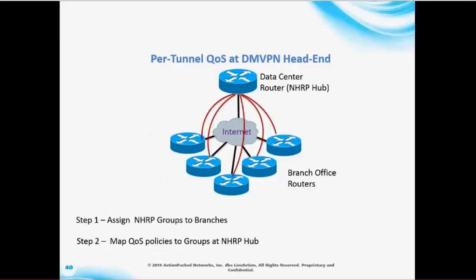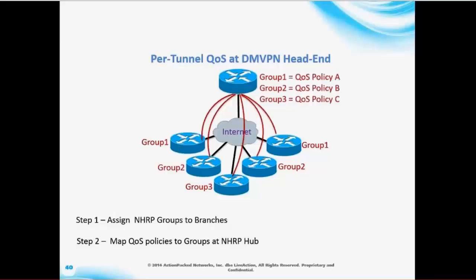And the way it works is on our branch offices, we will assign a group membership, and this is an NHRP group membership. NHRP, again, is one of the underlying protocols that is a core foundational element of DMVPN. And so we're going to assign an NHRP group to the remote sites. As they register, as their tunnels fire up and connect to the data center, not only will the data center have the tunnel information, it will also have a group flag, if you will, or a tag that it can then reference, and then the data center is going to perform a mapping, and it's going to map the group ID with a specific QoS policy.